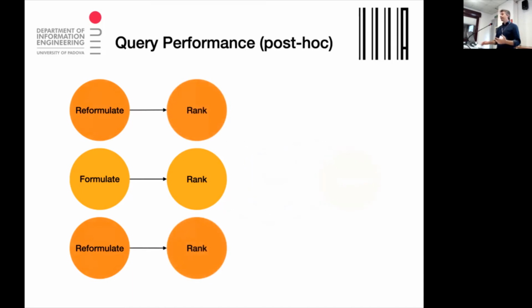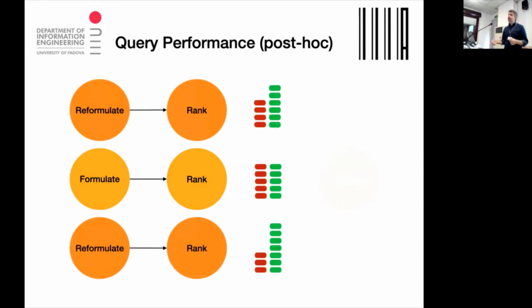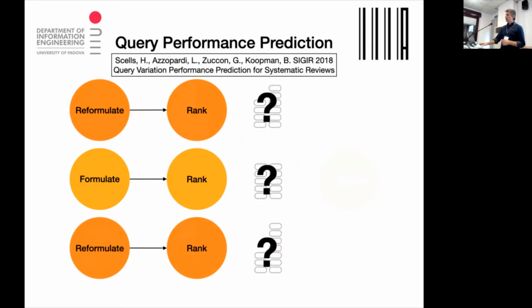Now, of course, you can perform post-hoc evaluation. Suppose that you actually run this experiment using different queries, you have relevance judgments, and you use an evaluation collection like TREC. So you can do this in a post-hoc way, but how about doing this beforehand? Are you able to predict which one of these reformulations will perform better than the other? Or can you order them in decreasing order for some relevance measure?